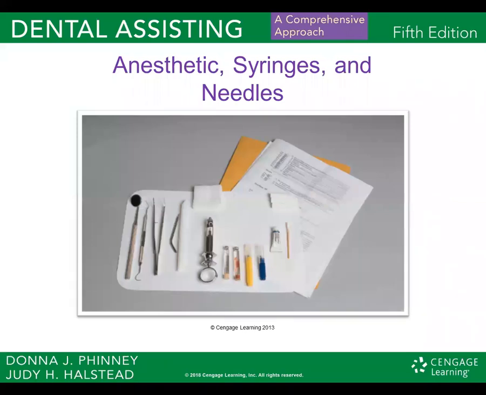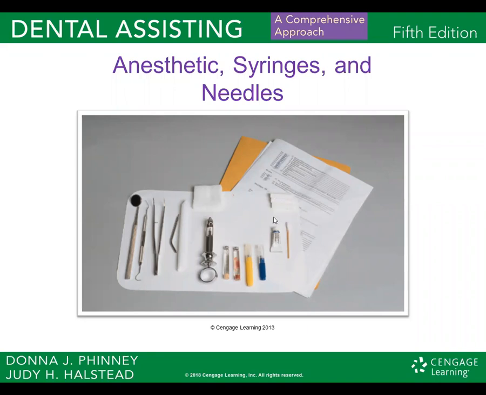Here's an example of a setup for your numbing. Obviously, you'll have your health history. It may not be printed out. It may be on the computer. You want a cotton tip applicator with your topical. You'll have a syringe, obviously, with the harpoon, and then the anesthetic carpules. You'll have a small or large needle, depending on what you're doing and what your doctor prefers. And then, of course, your basic setup. So you have a mirror, explorer, cotton pliers, air water tip, and suctions.